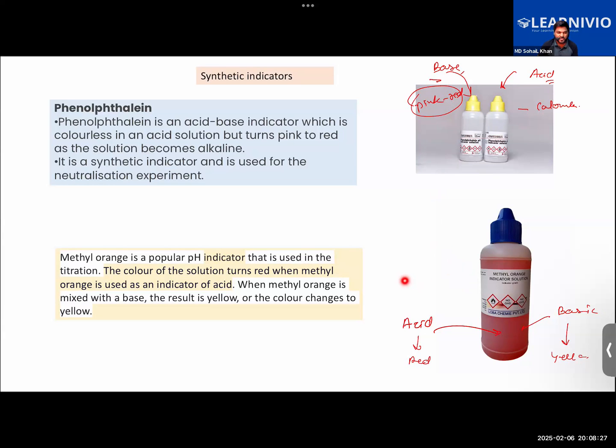Further, you have the methyl orange. The color of the solution is orange. When acid is added into this, it turns red. But when basic substances are added, it turns yellow in color. So this is how the synthetic indicators work here.